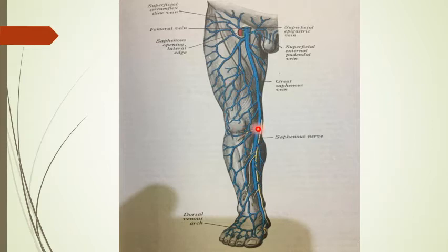Following along with the great saphenous is the saphenous nerve, which supplies the medial side of the foot. The saphenous nerve continues on the medial side of the foot. So the MCQ question is: if injury takes place near the great saphenous, which nerve is damaged? That is the saphenous nerve.